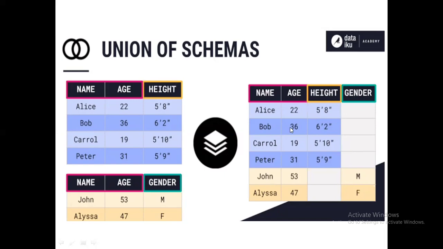Whatever the matching rows are, they will be given for that particular column. For example, height: in the first dataset, height has 4 rows, and in the second dataset height is not available, so it gives blank values. Similarly, gender. So this is union of schemas.